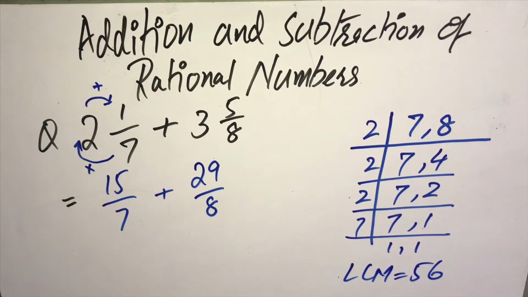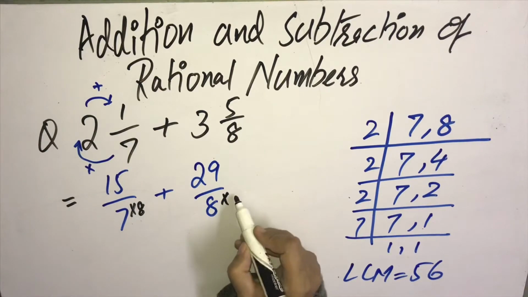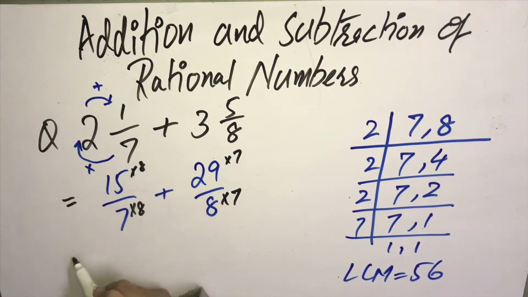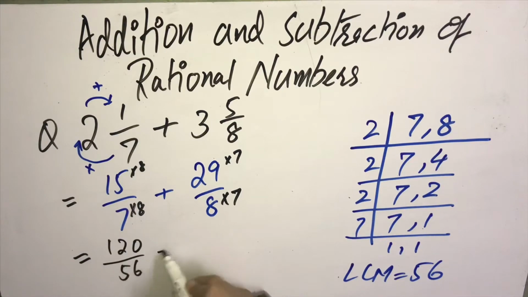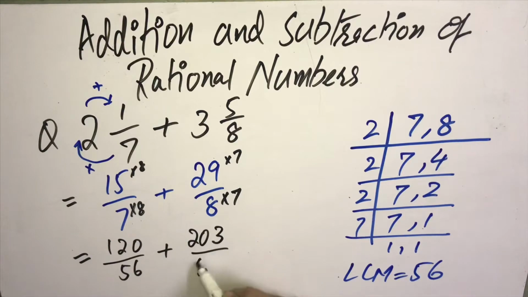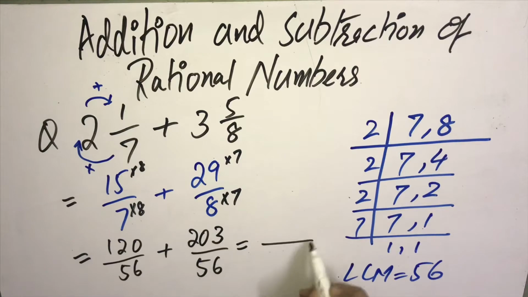Okay, now we shall multiply the denominator which is 7 with 8 and the denominator which is 8 with 7. We shall multiply the same number with the respective numerator. 15 multiply 8 is 120 over 56. And 29 multiply 7, 203 over 56. You can check. When we add the numerators, we shall have 323 and the denominator will be written only once.